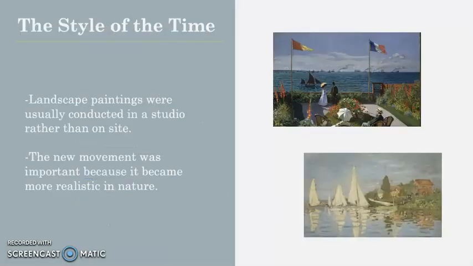The style of the time. This included works that were exclusively done within a studio rather than on-site. The new movement called for something much more real. Many artists like Monet began creating on-site paintings. To the right, you will see 2 very different paintings conducted by Monet in light of this new technique.